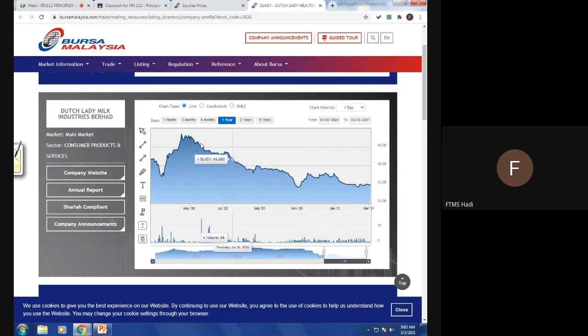So that is a prediction. What goes down will go up again. That is a tip on how to buy shares. I look at the price that goes down. If the price is going down, that means it's an opportunity for me to buy. And then I will sell later when the price goes up again.